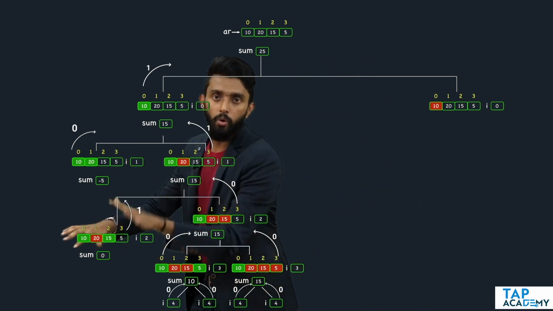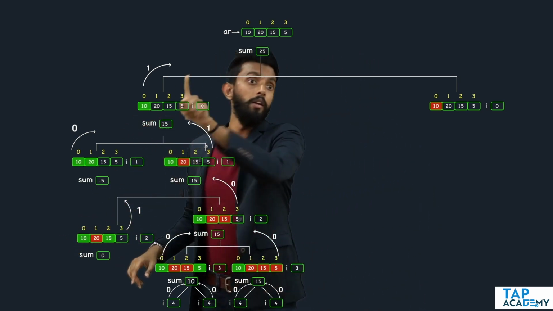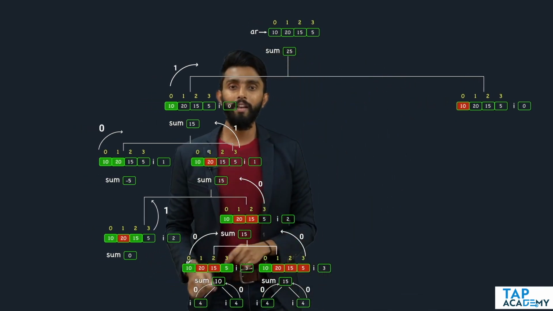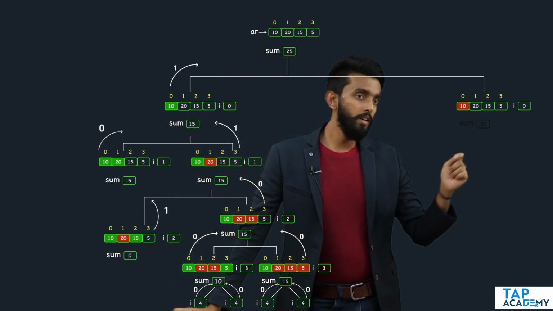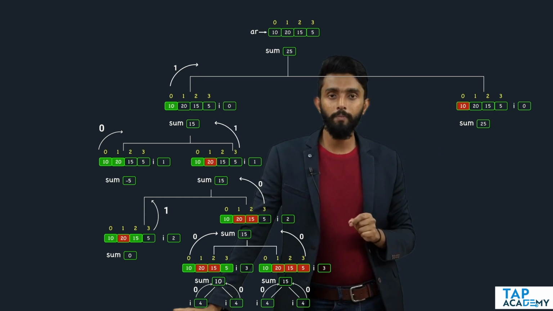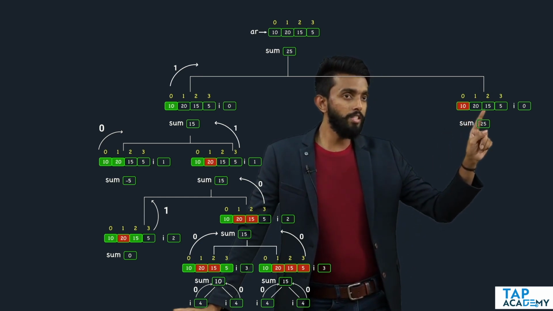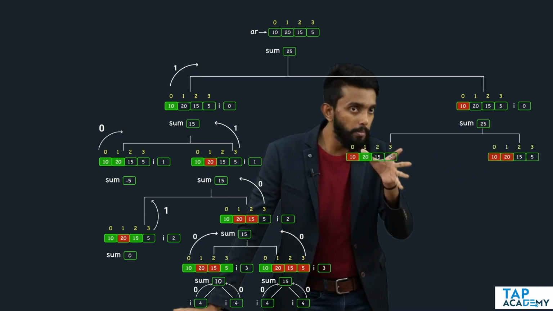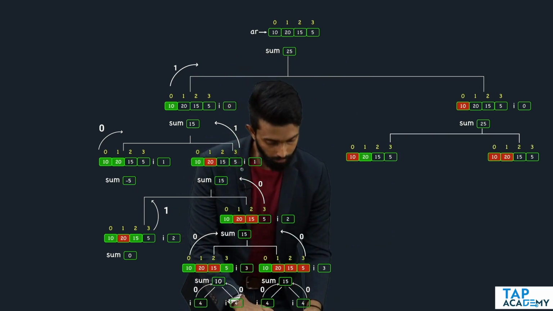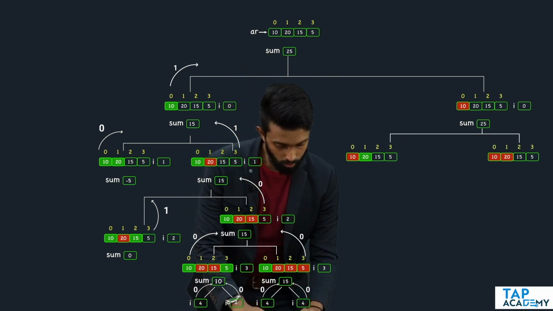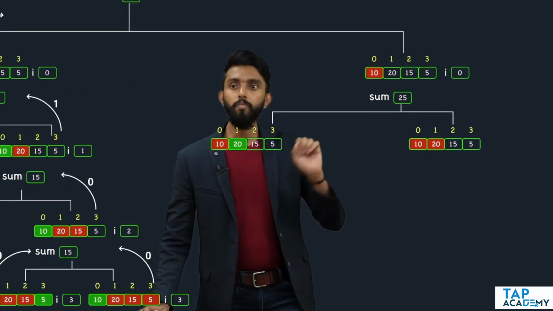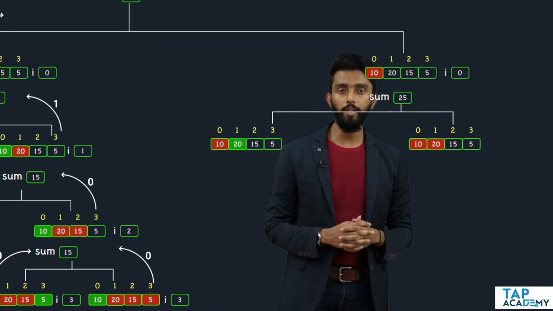This entire side is over. Now this was for pick 10. What if you don't pick 10? If you don't pick 10, sum remains 25 only. 10 is over. Next element 20. So again 2 options. Pick 20, don't pick 20. And that is what I am also just showing you. Pick 20, don't pick 20.